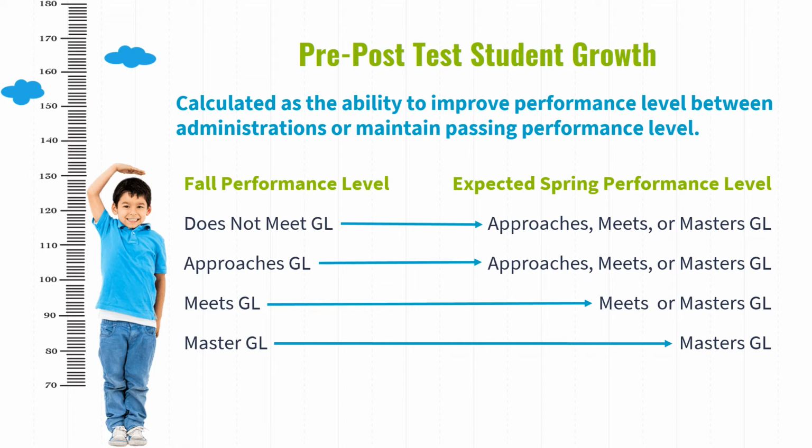Students performing at approaches grade level in the fall will be identified as having met growth if they earn a spring performance level of approaches, meets, or masters grade level. Students at meets grade level in the fall will need to perform at meets or masters grade level in the spring to meet growth expectations. And students at masters grade level in the fall will need to maintain their masters grade level performance in order to meet growth expectations.